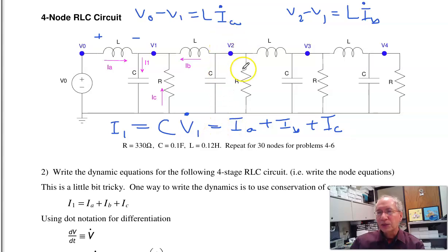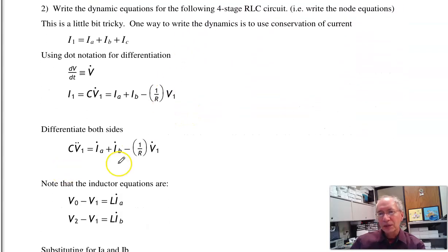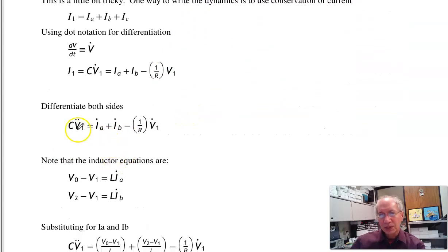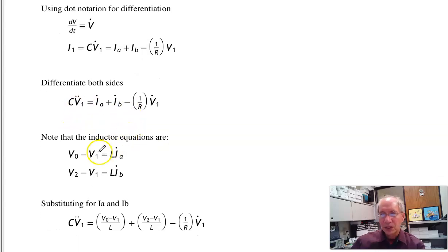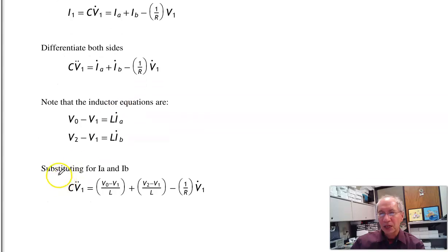I can substitute down here if I take the derivative. So let's differentiate this equation. The first derivative becomes second derivative. Here's the first derivative, first derivative, first derivative. Now substitute. When I do that, I wind up with the derivative of the inductors, substitute up here. I wind up with a second-order differential equation.